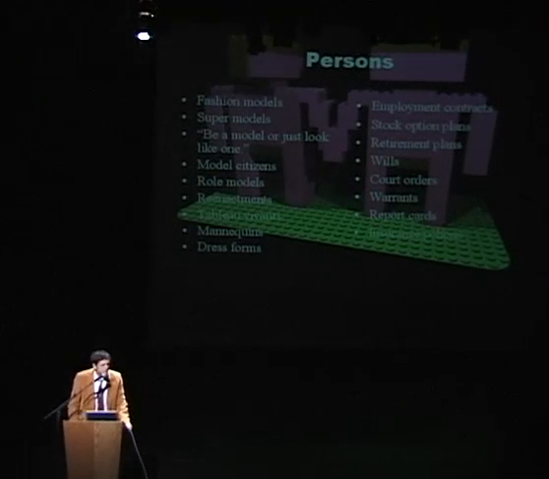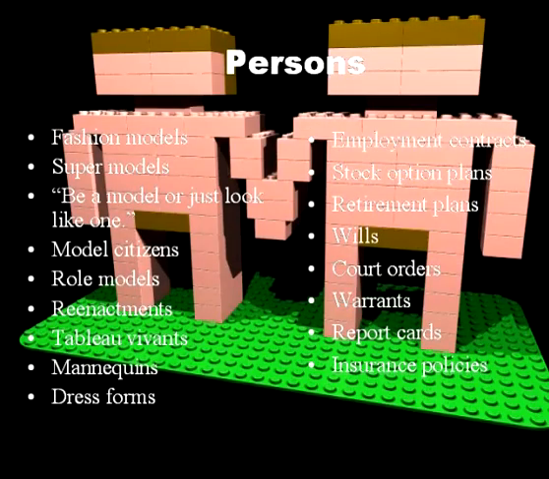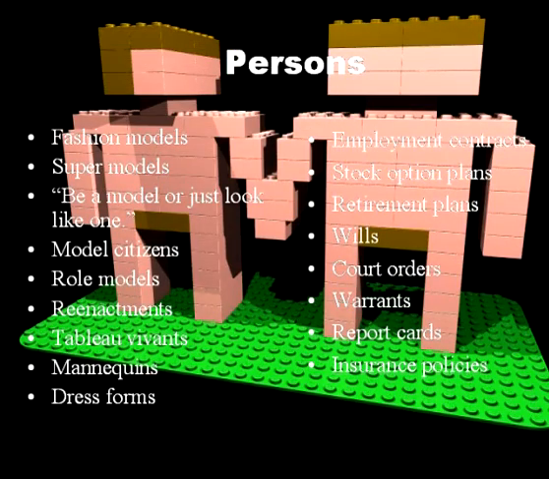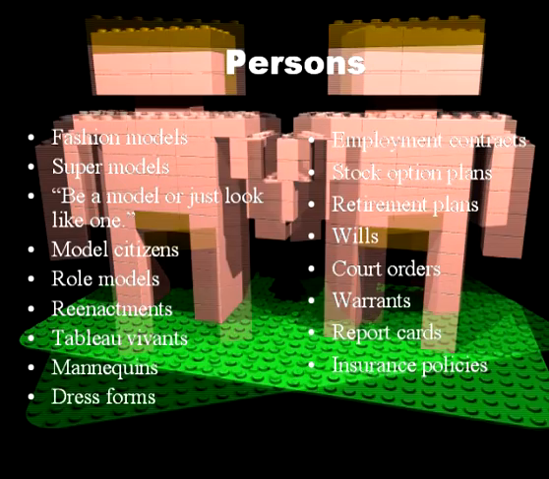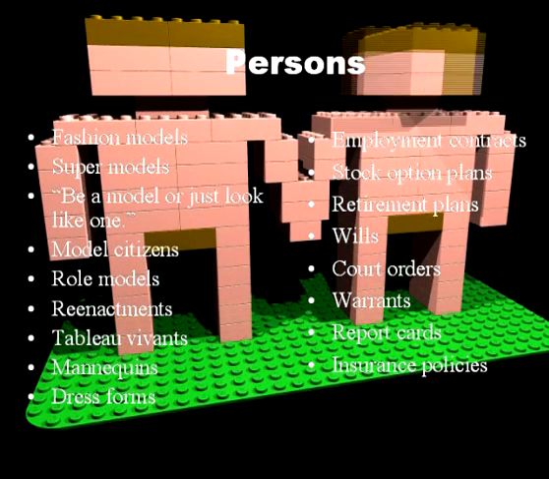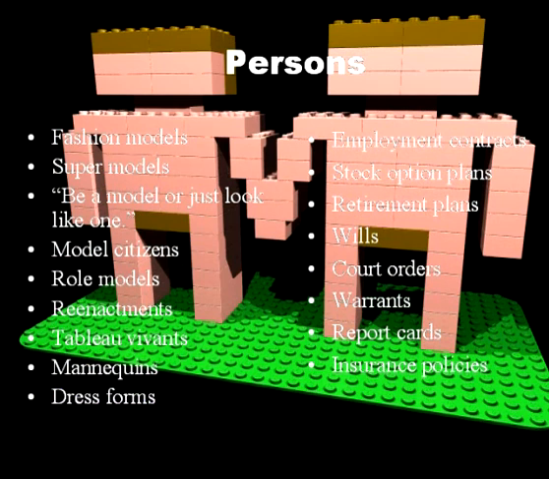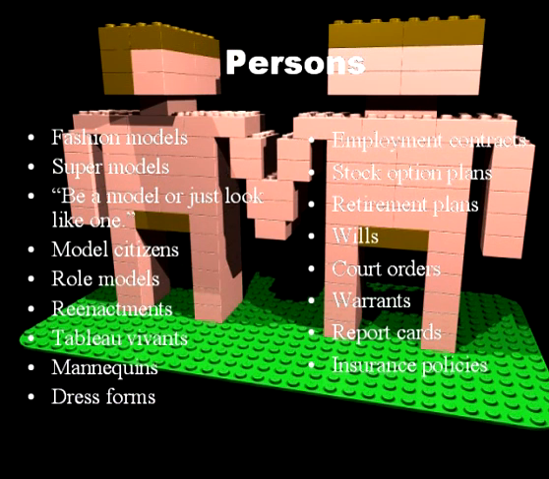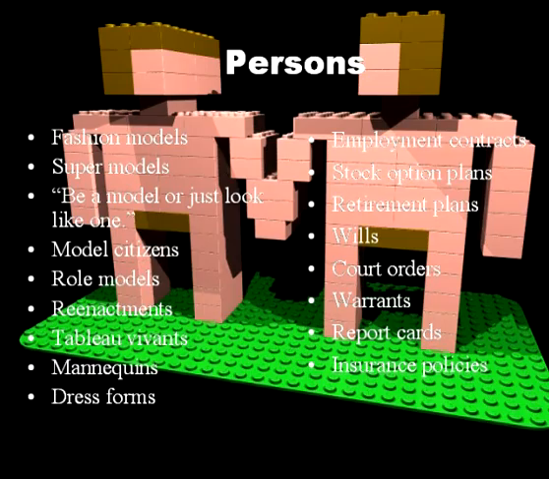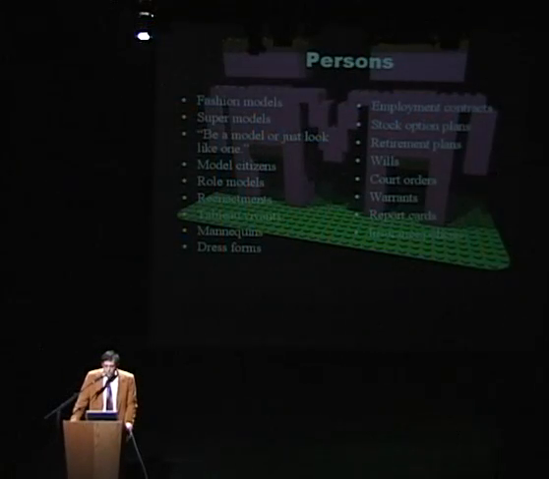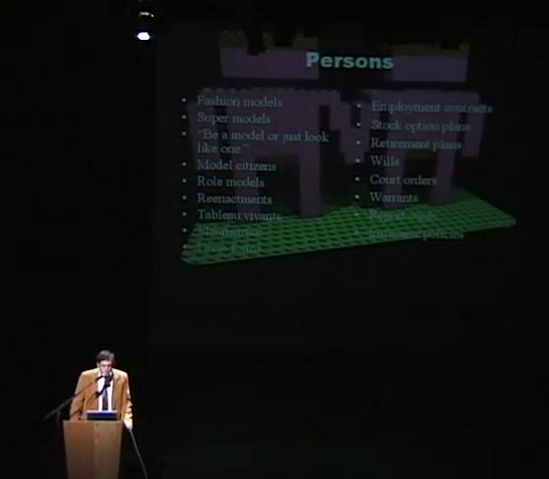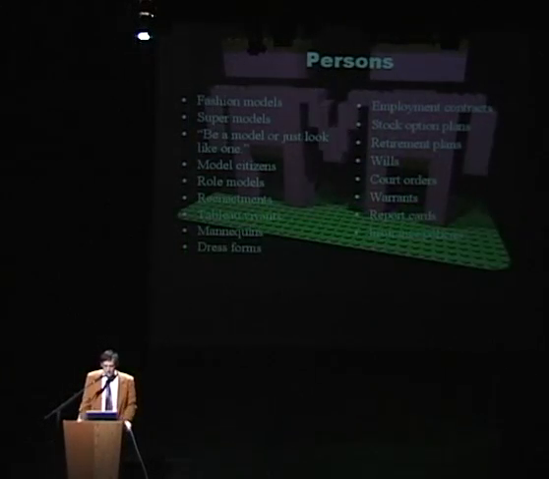I think another important category of models that you probably think about when you first think of models is models that model people. So that's what I'm going to summarize here. On the left, I have models that model a person's body, and on the right, I've got a number of models that are ways of modeling a person's behavior or their relationships with other people, like fashion models or supermodels. Those are super fashion models. Be a model or just look like one. Model citizens, role models, reenactments like historical reenactments, tableaux vivants, mannequins, dress forms.